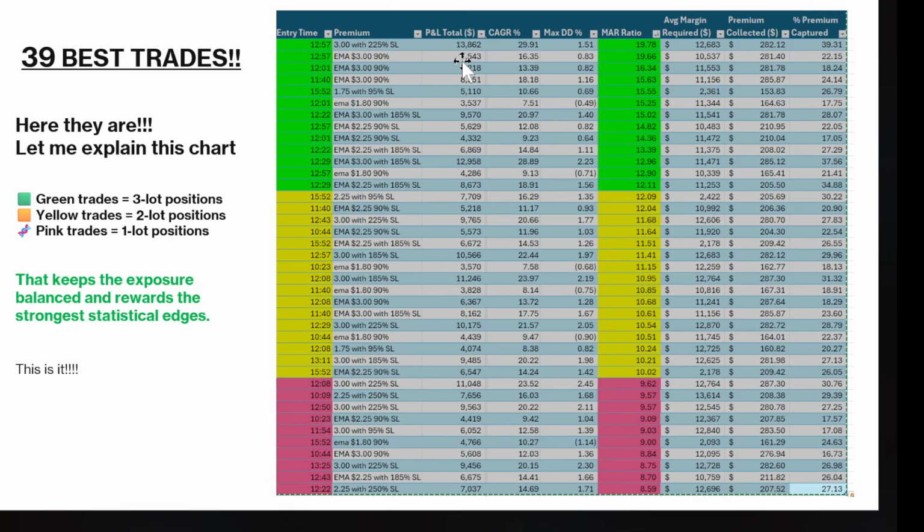This shows you the total profit that you would have received trading the last 125 days. Here's your compound annual growth rate and your max drawdown. This is the MAR ratio, which is a ratio that was developed to show your risk versus your reward. We like to see that over 7. Here's the average margin required for each trade and the normal premium that you would expect to collect over the last 125 trading days. And then here's the premium captured. We normally get between 7 and 20% capture rate, so these are extremely good. We like this diversity. That keeps the exposure balanced and rewards the strongest statistical edge.